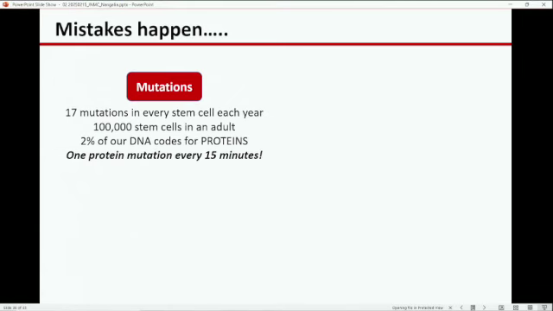Within every stem cell in our blood, we think, and we have pretty good evidence now, that we develop about 17 mutations per year. And that's 17 over a denominator of 3 billion. So that's pretty good. DNA copying is really accurate. But there's a tiny amount of mutations that we get. And when you scale that up to the number of stem cells that we have in our bone marrow, and we think we have as adults 100,000 stem cells, and those 100,000 stem cells are responsible for making the billions of cells we need every day.